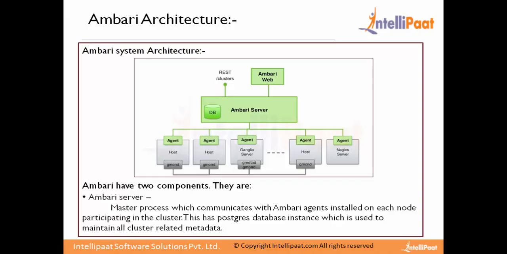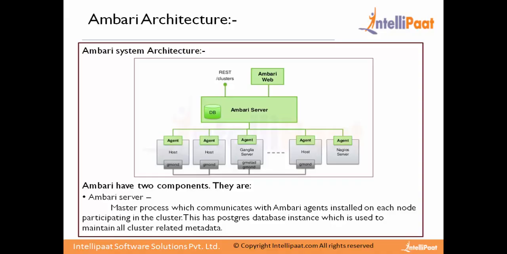Now we will talk about the architecture. In the architecture, we have Ambari Web, we have Ambari server, and we have Ambari agent, which is installed on all the hosts, and we have different hosts. So basically, Ambari has two components: Ambari server and Ambari agent. Ambari server is basically a master process which communicates with the Ambari agent installed on each participant in the cluster. This has a Postgres database instance.